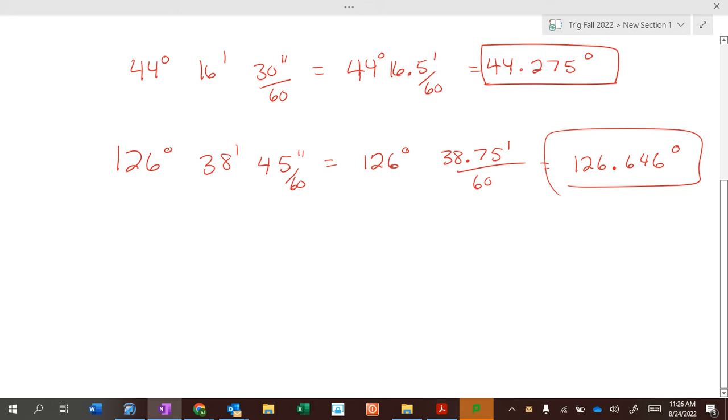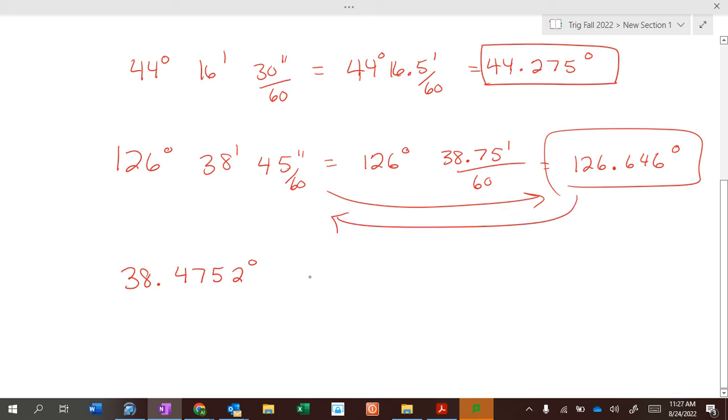Now let's turn decimal degrees into degrees, minutes, seconds. So let's say we have 38.4752 degrees, and we want to change that into degrees, minutes, seconds. Now, when we're going this direction, we divided. So going in the opposite direction, we're going to multiply. So 38 is going to stay as 38 degrees.